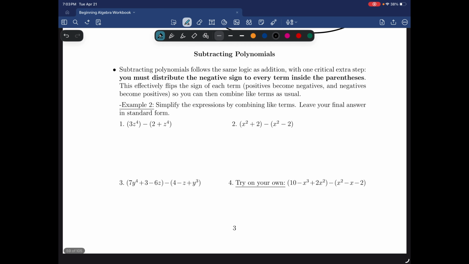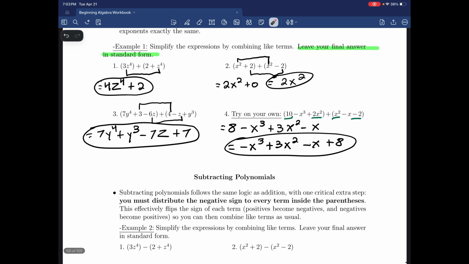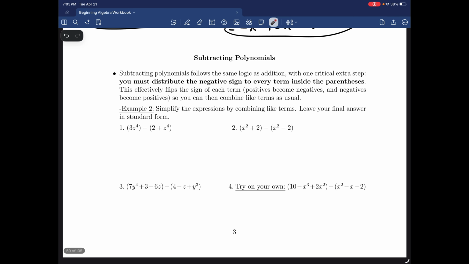So taking a look at example number 1, we have 3z to the 4th minus the whole expression 2 plus 4z. And notice that this expression here, this example, is the exact same as the one up here. However, we're just subtracting. So let's see how our answer changes when we subtract. So recall this negative sign, we're subtracting this whole thing here.